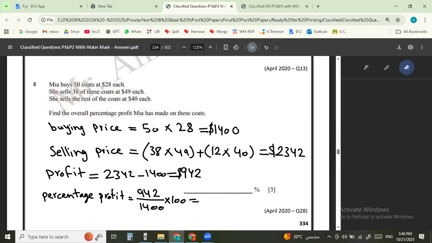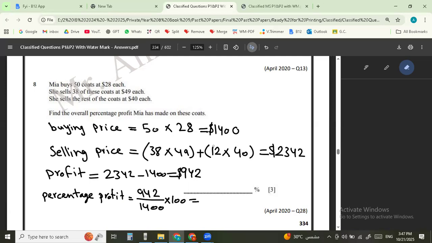All right, in question 8 here, they're saying to you that Mia buys 50 coats at $28 each. That is the buying price, that's the cost. She sells 38 of these coats at $49 each, and she sells the rest of the coats at $40 each. Find the overall percentage profit Mia has made on these coats. Well, first I need to find how much she paid in order to get the coats. And we found here that she bought them for $28 each. So it is 50 times 28, and we found that it is $1,400.